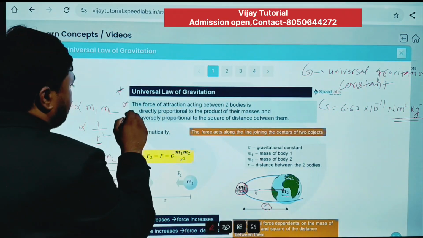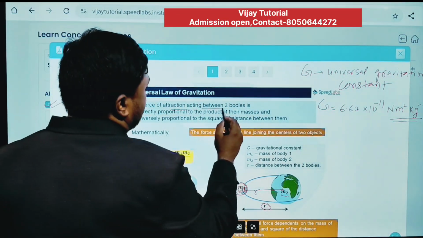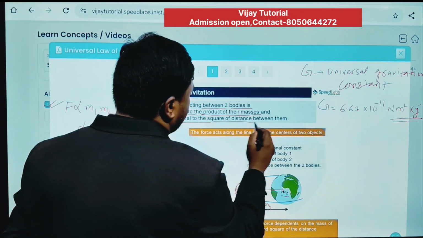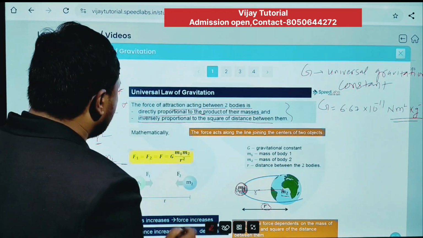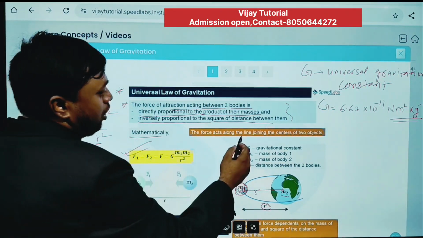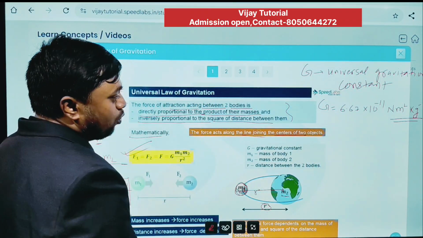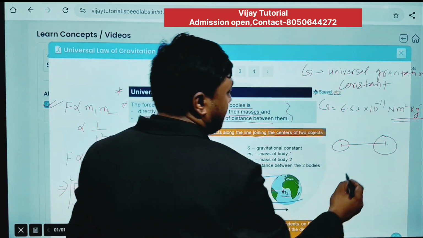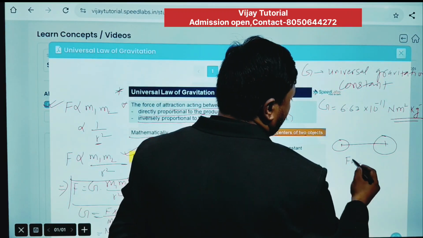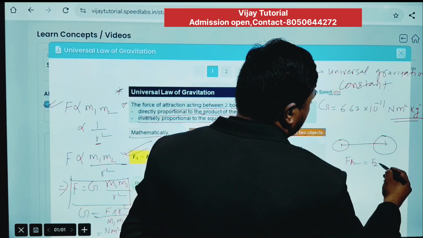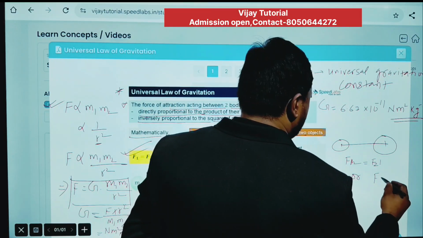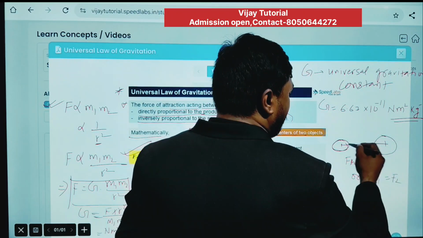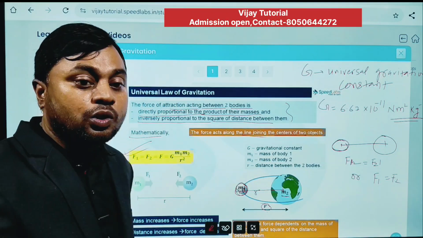So let's see what is given. The force of attraction acting between the two bodies is directly proportional to the product of their masses and inversely proportional to the square of the distance between them. Mathematically, the force acts along the line joining the centers of the two bodies. Where is the force? The force is along the line joining the centers of the two bodies. We can represent F12, the force on 1 due to 2, which is also equal to F21, the force on 2 due to 1, or simply F1 or F2. This body will be attracted by that body with a force, and that body will also be attracted by this body with a force. This is a mutual force.